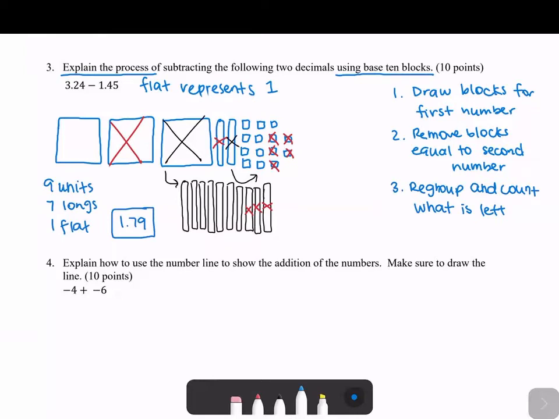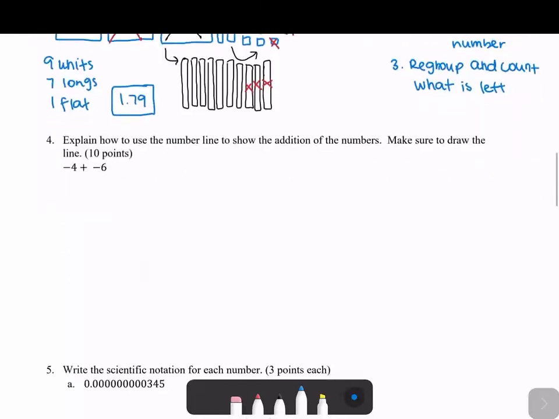Okay. So now we've gone over how to do operations with decimals using base blocks. The base block algorithms are the exact same as chapter 3. You just have to say which base block is going to represent 1.